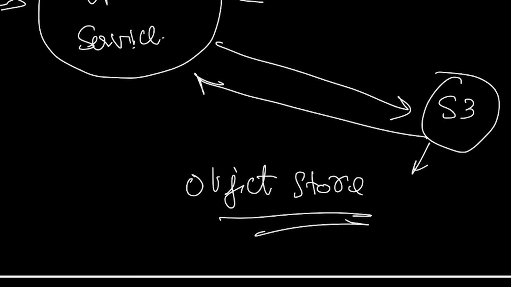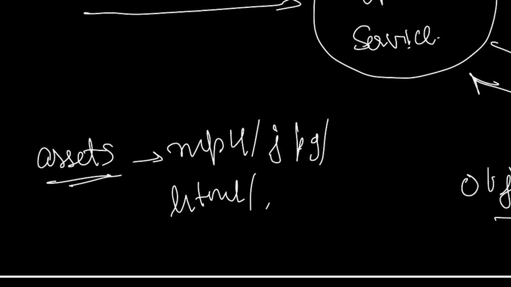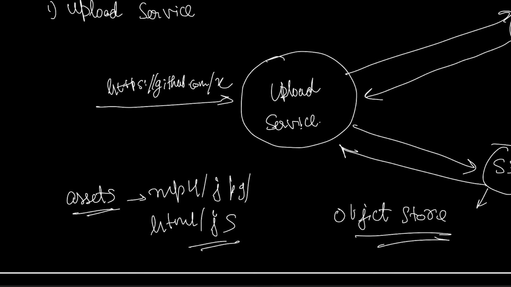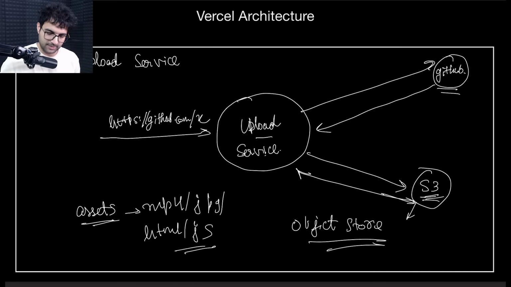An object store is a place where you usually store your assets. What are assets? Things like MP4 files, images, or even HTML/JavaScript files. You don't store these in a database. If you ever want to store these yourself, you store them in an object store. S3 is the object store of AWS. Google has its own, Cloudflare has its own. You can pick and choose where you want to store these files, but you never store any of these HTML, CSS, JavaScript, React files in your database. You store them in an object store, and the one that Vercel uses, the one that I would recommend also in a system design interview, would be something like S3.